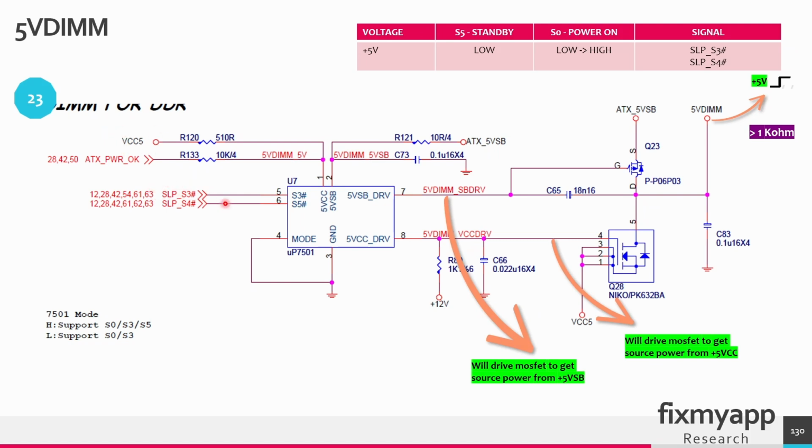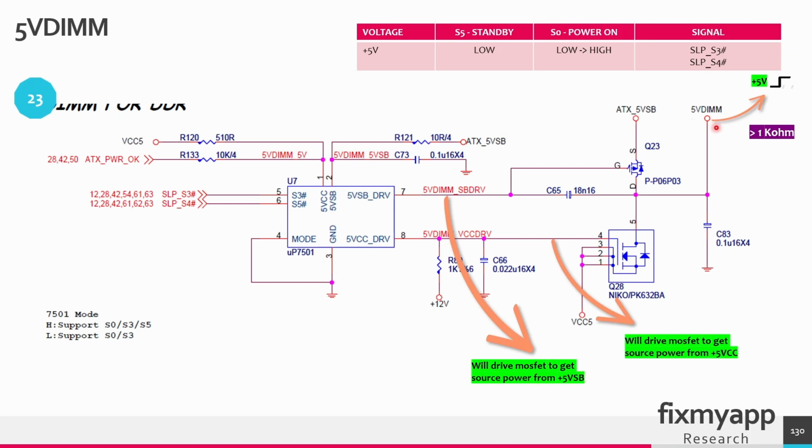Depending on sleep states S3 and S4, it will send a 5 volt standby drive signal to this MOSFET, and in the power on state it will send a 5 volt VCC drive signal to this bigger MOSFET. So the source voltage can come from the 5 volt standby voltage or from the 5 volt VCC, and this comes from the ATX power supply when you turn it on. The output of this 5 volt DIMM voltage rail is higher than 1 kilo ohms and it has to transition from 0 volts to plus 5 volt.